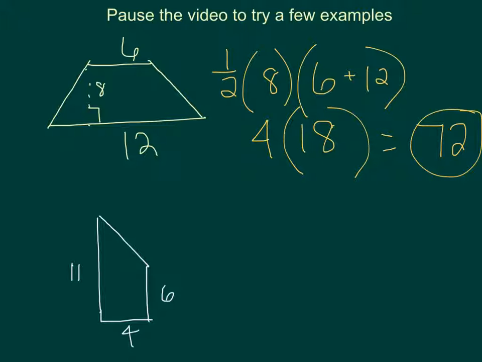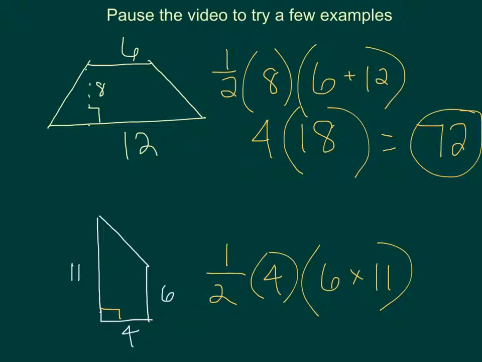And for the second example, you have 11, 4, and 6. There's not a height labeled, but because we know that these two sides meet at a 90 degree, we would assume that the 4 is our height. So 1/2 of 4 times 6 plus 11. 6 plus 11 is 17, and 1/2 of 4 is 2, and so 17 times 2 is going to be 34.